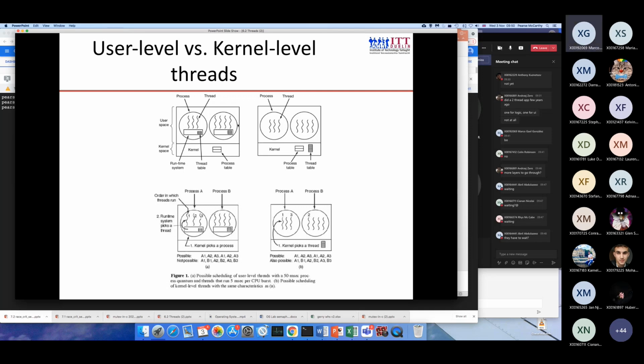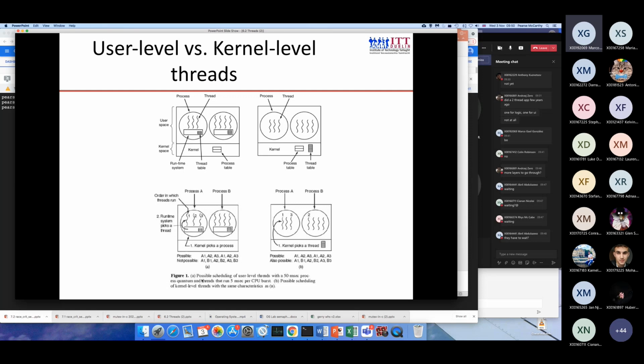Over here, I have the exact same thing, but I'm using kernel level threads. So I have 3 threads, 4 threads. Now the kernel has a process table, but it also has TCBs. It also has a thread table. So it knows about all those threads. It knows they exist. It knows what state they're in, and so on. Okay? Now have a look and see what happens when we schedule these.